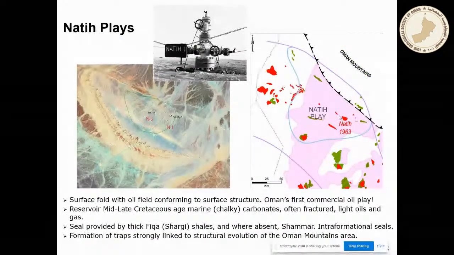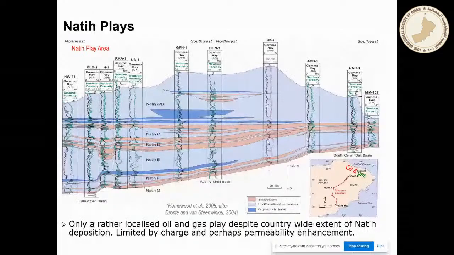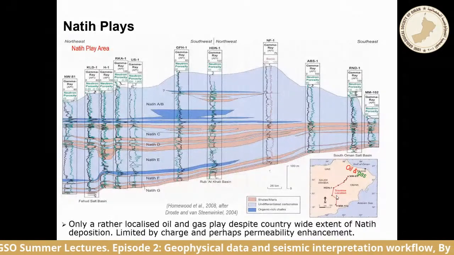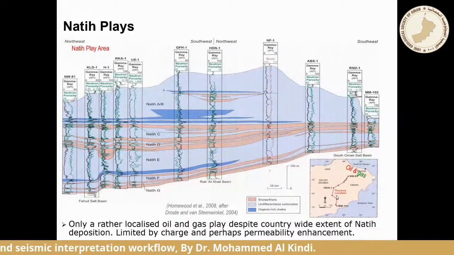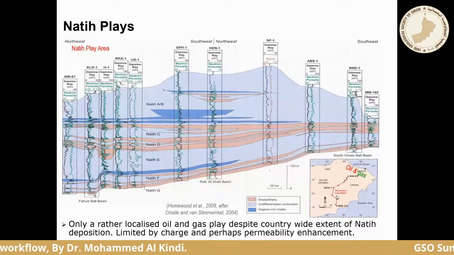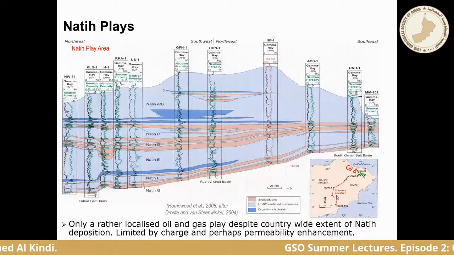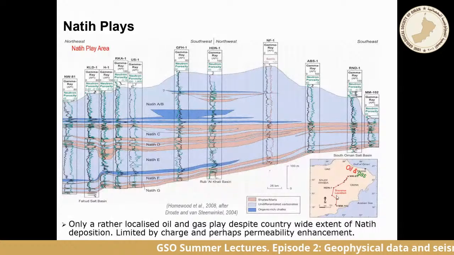Okay, ladies and gents. So we saw last time that the Natih continues all over Oman, actually. So the transgression event that produced the Natih package of carbonate has covered the whole of Oman, more or less. Probably only in a few places in Lakhwer it hasn't been deposited, or most likely it was eroded later on. But the Natih covers most of Oman, and then there are places in the Oman mountains as well where the Natih formation has been eroded, most likely.